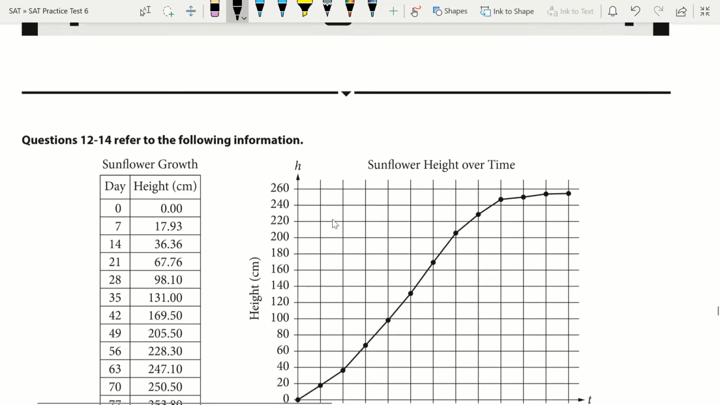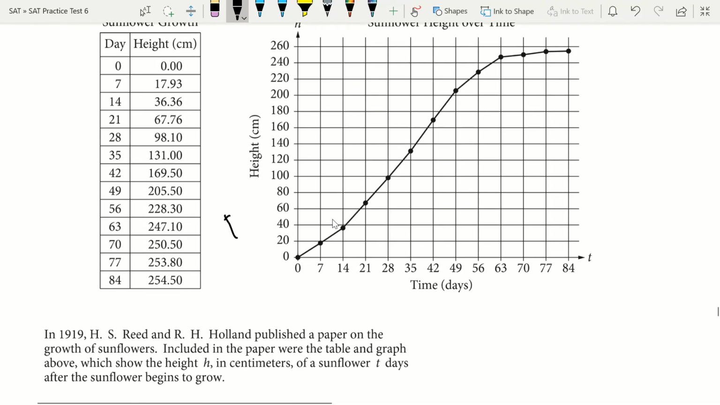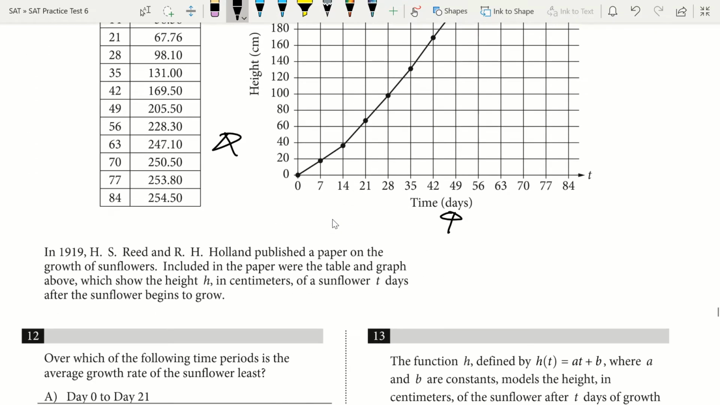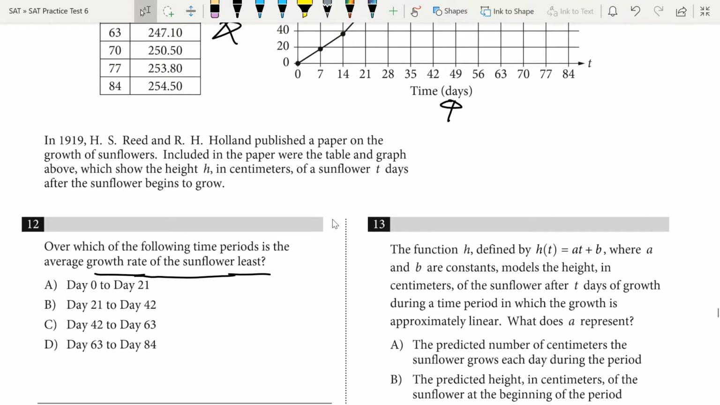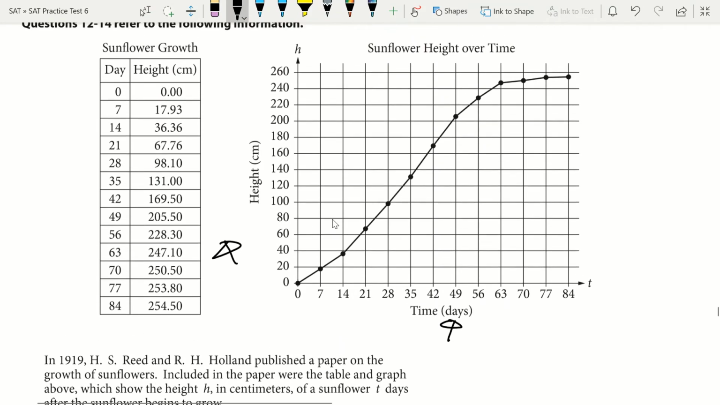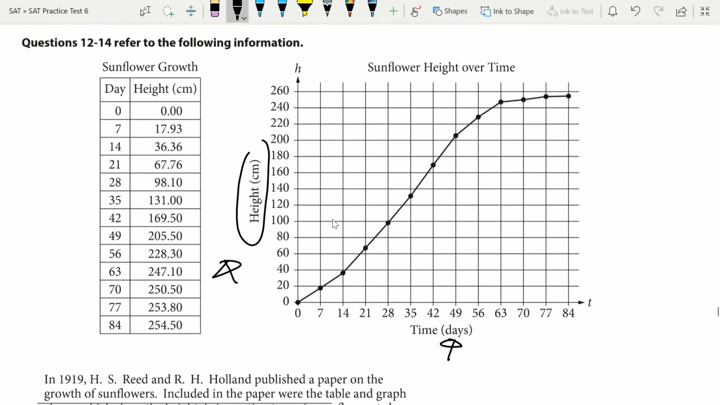Question 12. Questions 12 to 14 are going to refer to my data table and my graph. Over which of the following time periods is the average growth rate of the sunflower the least? So I'm given a bunch of days. What I can do is look here. I've got my height, and I'm looking at growth rate, right?